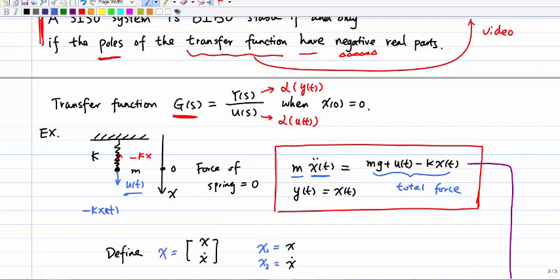So according to Newton's law, we have m times a equal to the total force. Apparently, y sub t, or x sub t, is the actual location of this object at different times. So I want to look at this one.